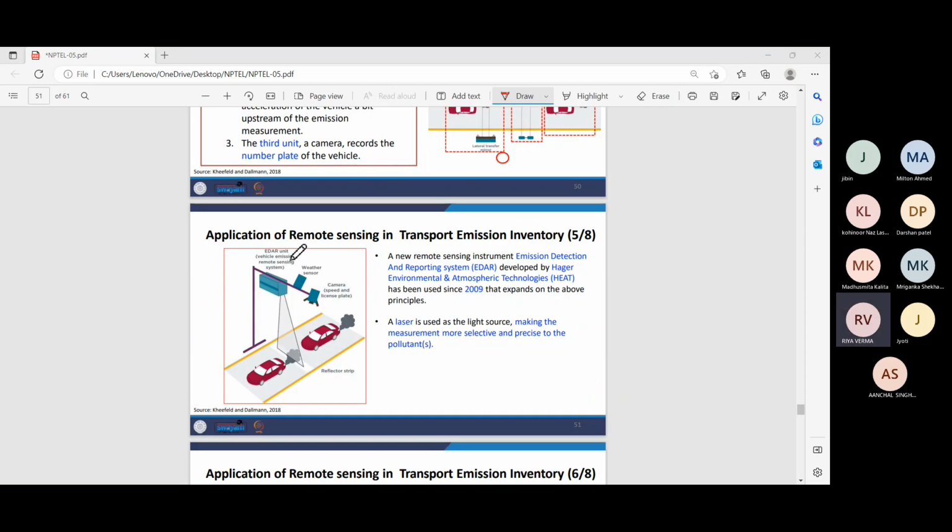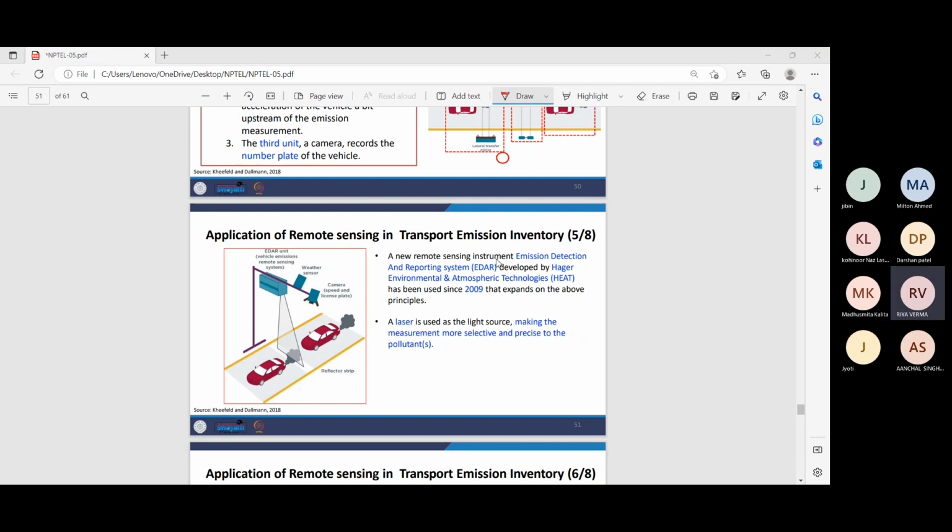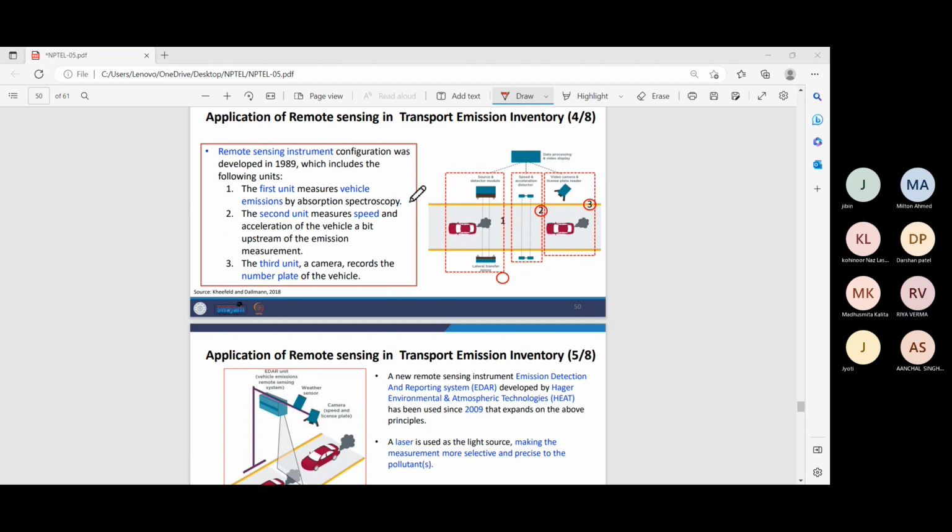And then we have a new remote sensing instrument, the ADAR, and it was developed by Hager Environmental and Atmospheric Technologies (HEAT). It uses a laser as the light source, where earlier we used to have IR and UV spectroscopy methods. Here it is using a laser as the source of light, and thus it makes the measurement more selective and precise to the pollutants.